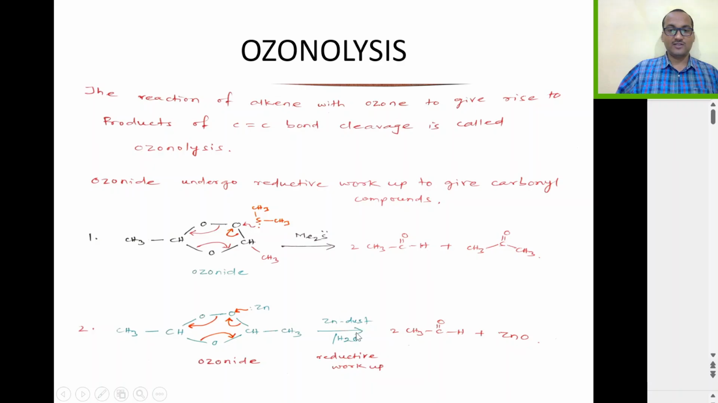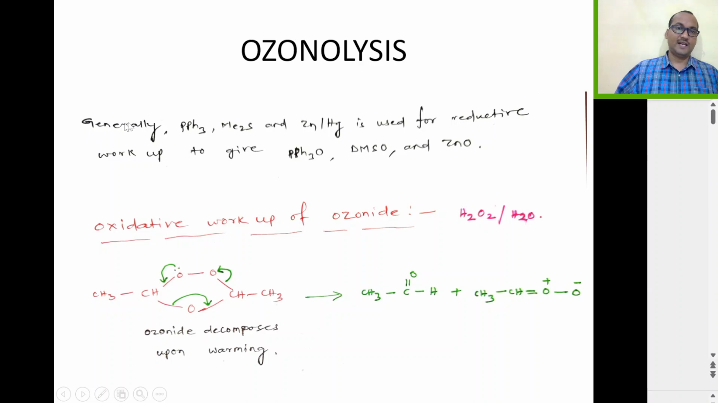Similarly in presence of zinc dust and water, again this is a reductive workup. Zinc lone pair will attack this oxygen and this bond will move here and this bond will move here and this bond will break on this oxygen. So this movement of arrows you need to practice. So as a result you end up with two equivalent of acetaldehyde and zinc oxide. So generally triphenyl phosphine, dimethyl sulfide and zinc or mercury is used for reductive workup to give rise to triphenyl phosphine oxide, dimethyl sulfoxide, DMSO and zinc oxide.